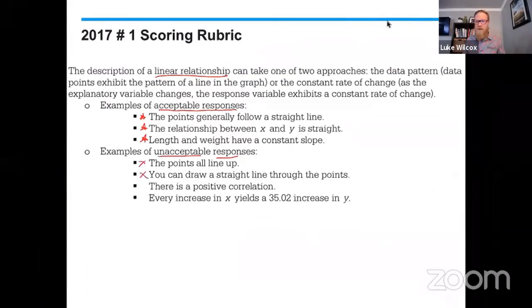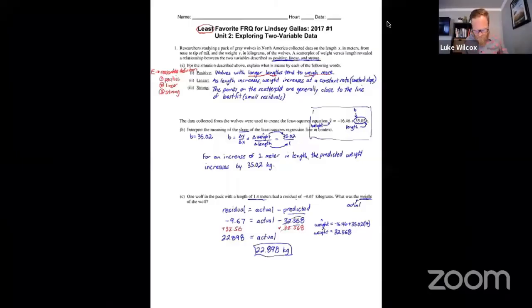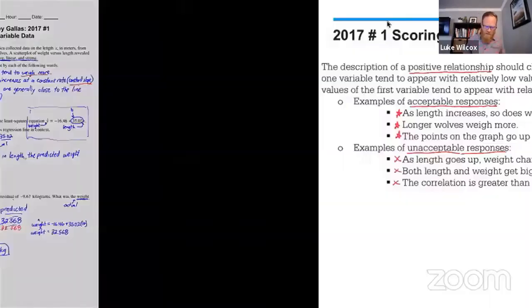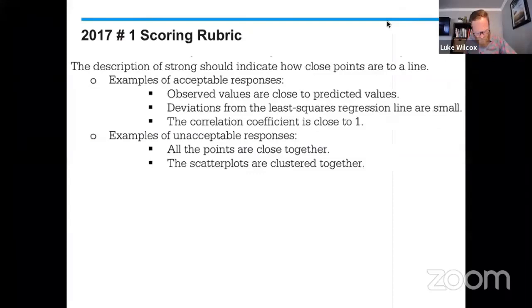Well, it turns out you can draw a straight line through any points, whether they're linear or not. There is a positive correlation, or every increase in X yields a 35.02 increase in Y, also unacceptable responses. So I think our response looks okay here. We definitely reference the idea that there is a constant slope. And then finally, the strength. If you look at the rubric here, for strong, the acceptable responses are: observed values are close to predicted values. Deviations from the least squares regression line are small, which is about what we wrote. And then you could reference the correlation coefficient being close to 1.